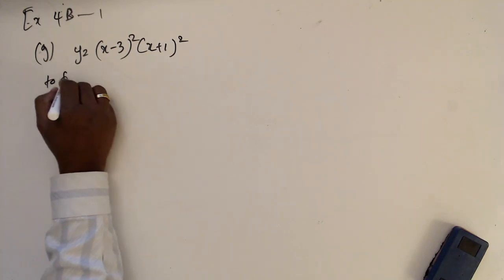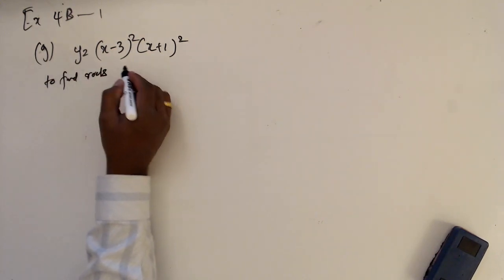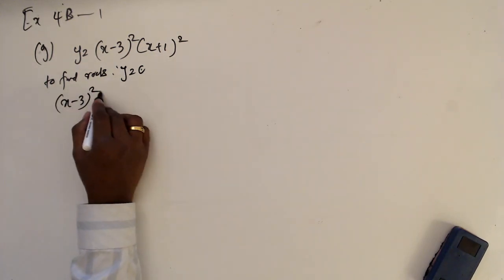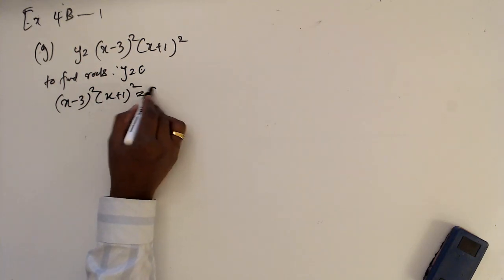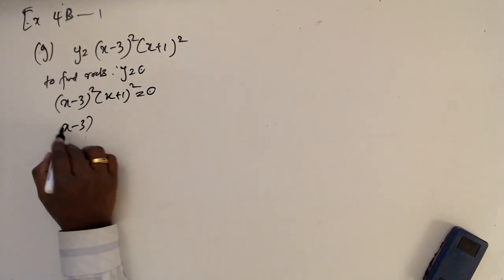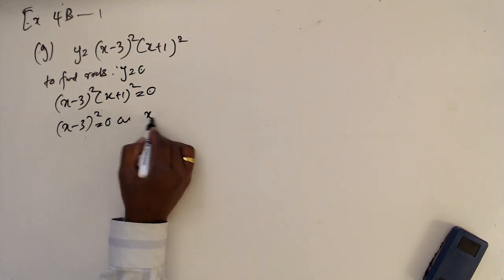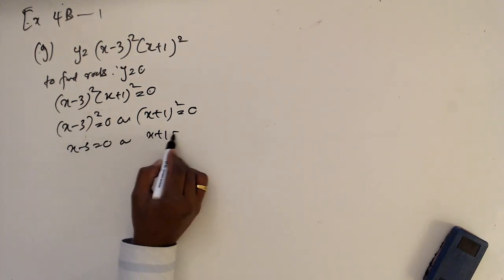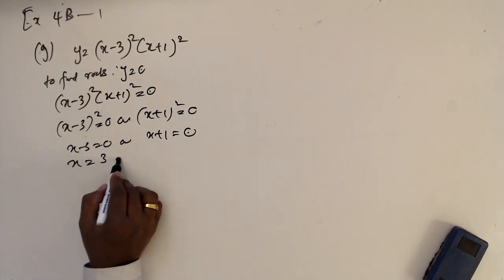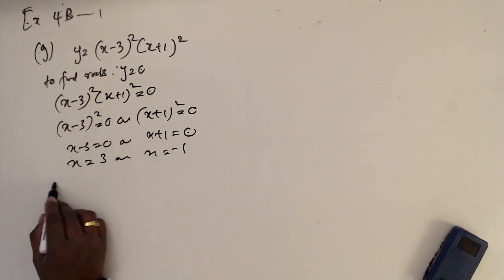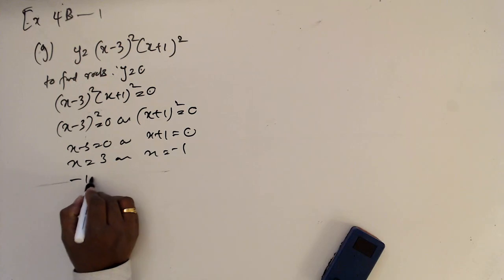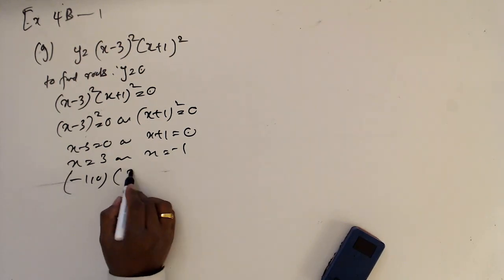G, to find roots, y equals 0, x minus 3 squared times x plus 1 squared equals 0. x minus 3 squared equals 0, or x plus 1 squared equals 0. Take the square root, then x minus 3 equals 0, or x plus 1 equals 0, so x equals 3, x equals minus 1. So minus 1, 0 and 3, 0.